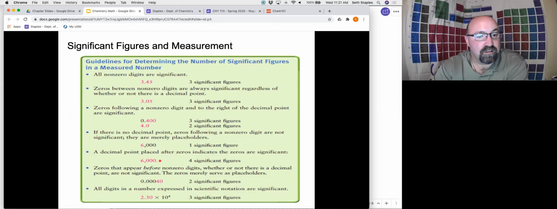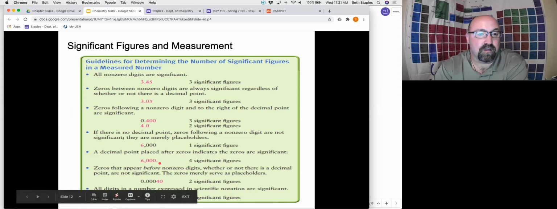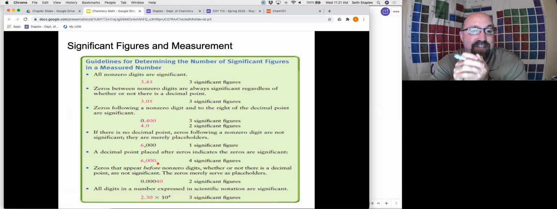However, now we put a decimal point here. This decimal point right here tells us that that's where our measurement actually really starts. The placement of that decimal point now means that all those zeros are significant. And so this number, the 6,000 point, would have 4 significant figures.